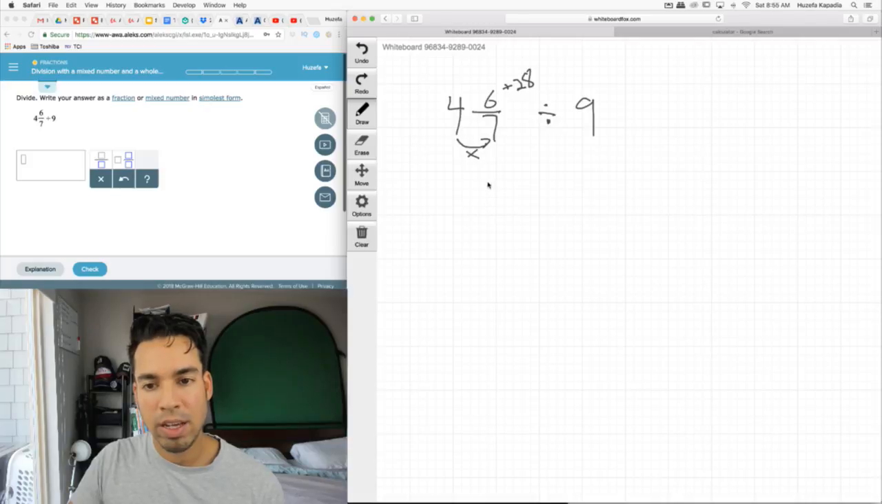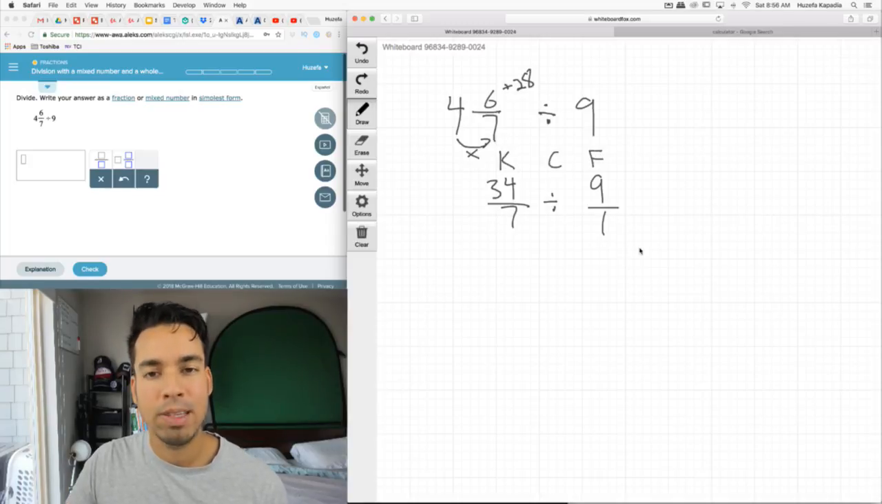So 6 plus 28 is 34 over 7. So it's like this has absorbed the whole number essentially. And I'm going to turn this whole number into a fraction. And there's a reason, because whenever we're dividing fractions, we're talking about keep, change, flip. And now this makes it easier to carry that out.